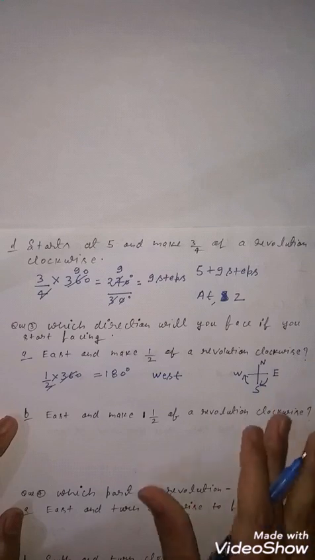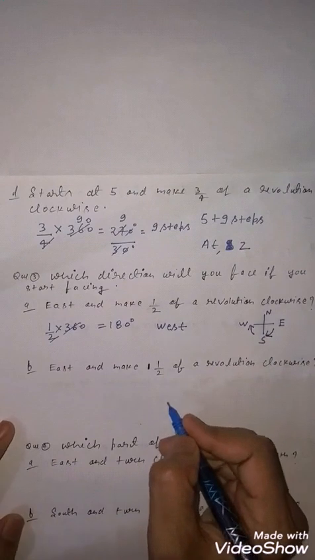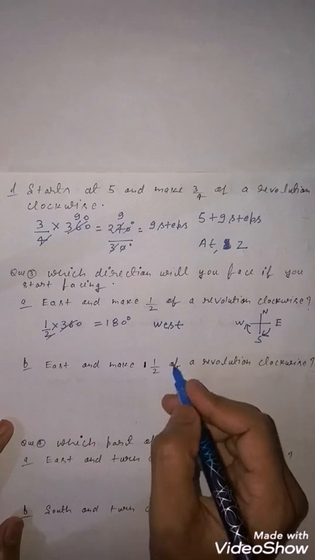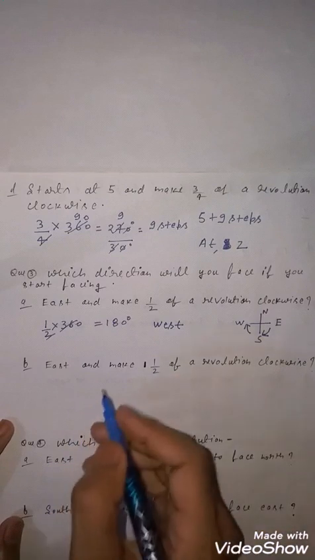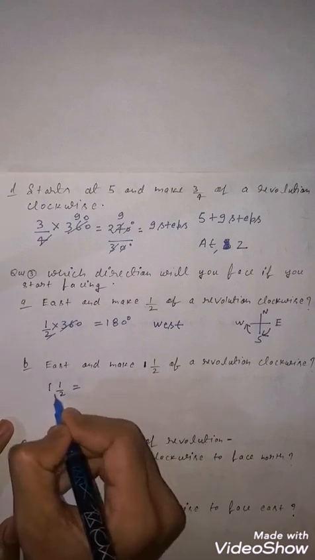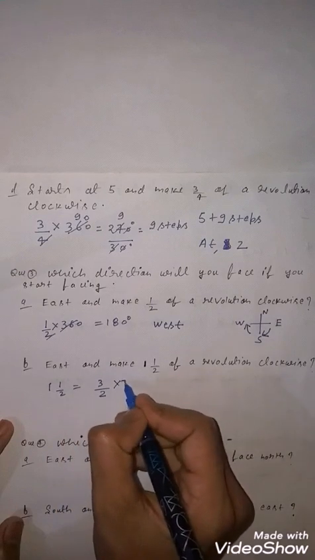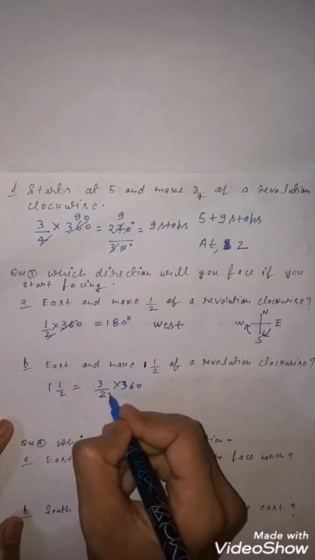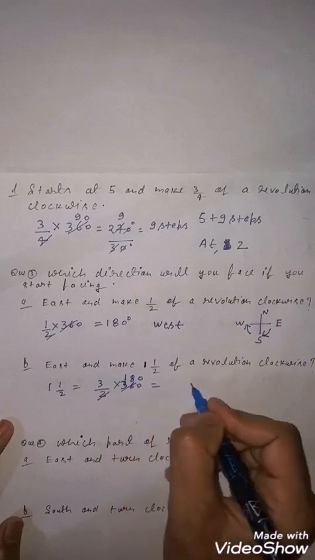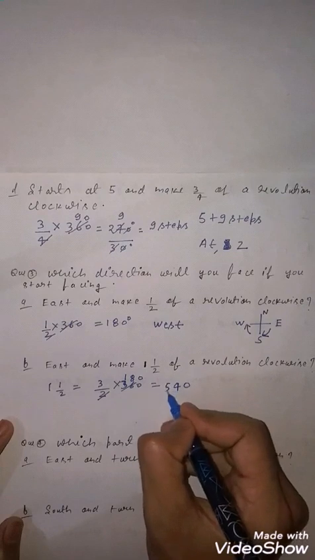90 plus 90 is 180. Now again east and make one whole 1 by 2 revolution. Clear students? One revolution means one complete revolution. And half revolution, so also you can do how? Like 1 whole 1 by 2. 1 whole 1 by 2, what can you write down? 2 1 ja 2 plus 1, 3 by 2. And revolution means 360. Clear students? So this will come 3 by 2 into 360. If you multiply it, what will come? 540.